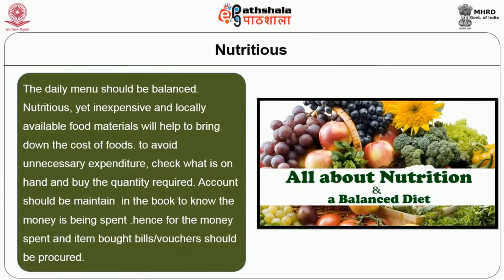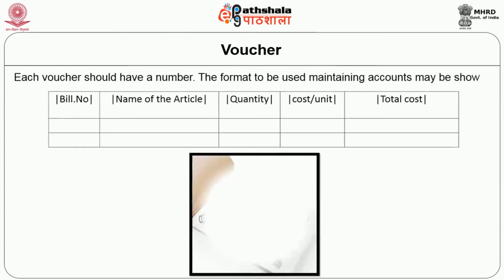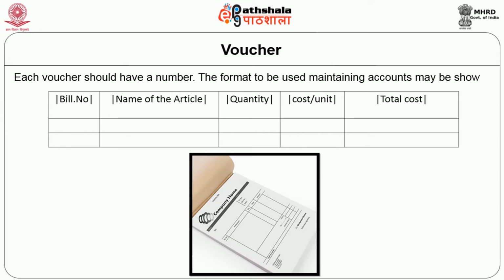The daily menu should be balanced, nutritious, yet inexpensive, and locally available food material will help to bring down the cost of the food. To avoid unnecessary expenditure, check what is on hand and buy the quantity that is required. Accounts should be maintained in a book to know how the money is being spent. Hence, for the money spent and the items bought, bills and vouchers should be procured. Each voucher should have a number and the format should be used. Maintaining the records is shown in the following table.